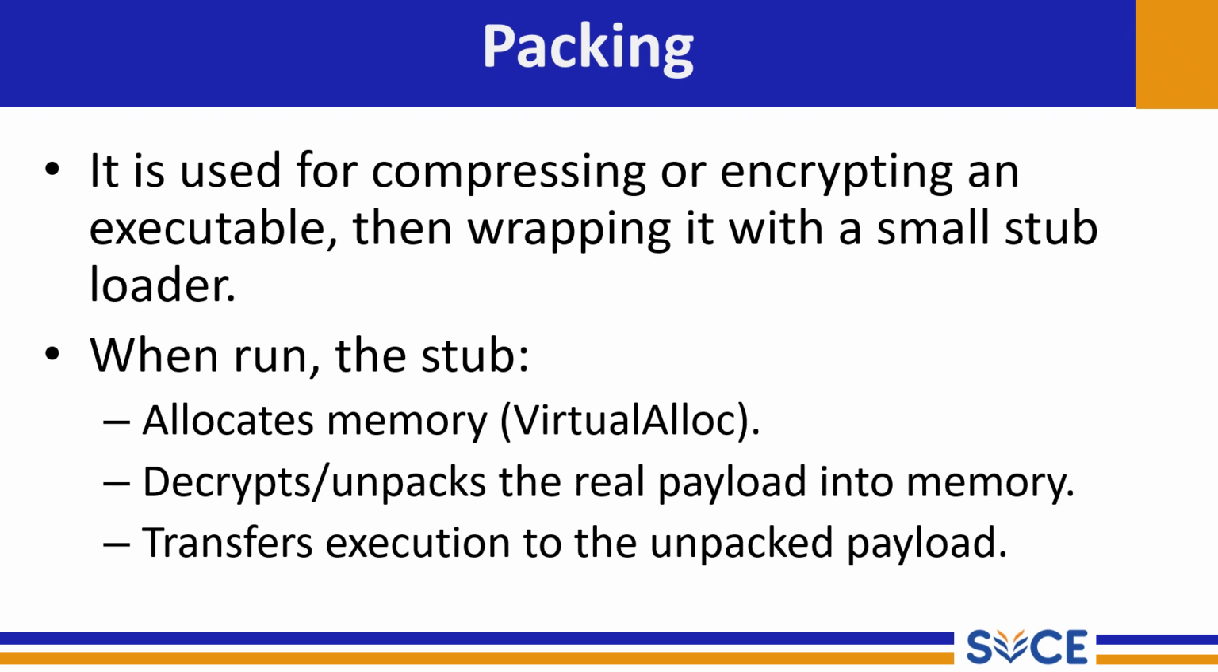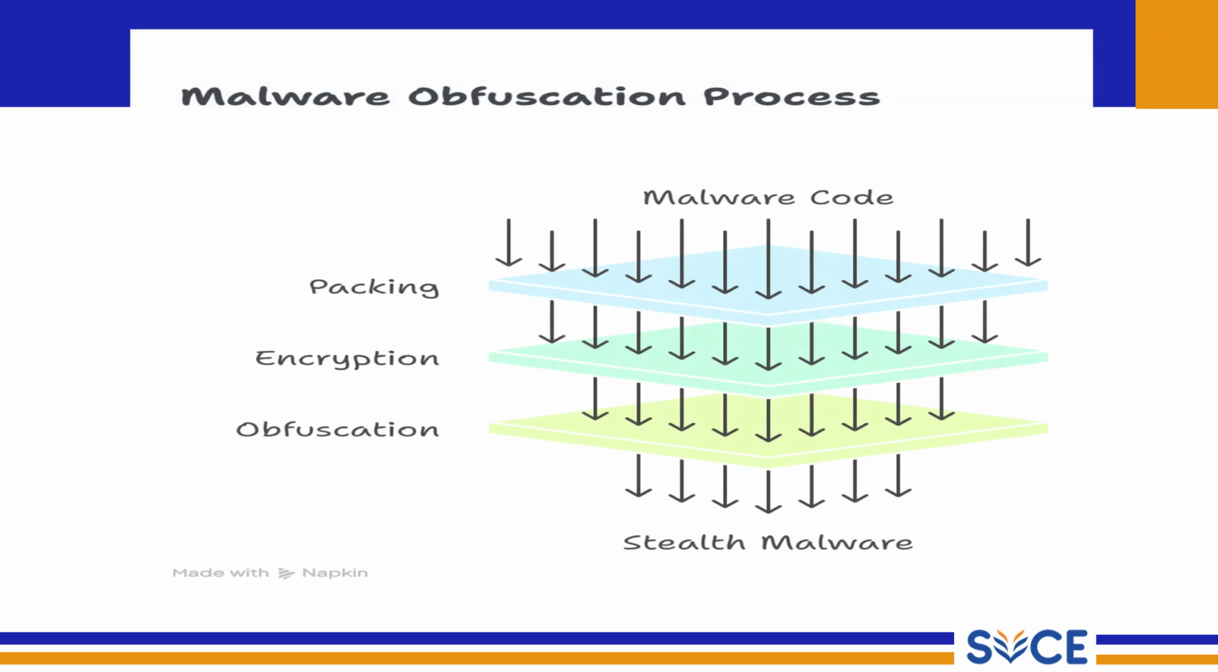Okay, and here in this diagram, see what the malware obfuscation process is. A malware code should be injected, and then stealth malware, packing, encryption, obfuscation. So these are the steps to be followed in a malware obfuscation process.